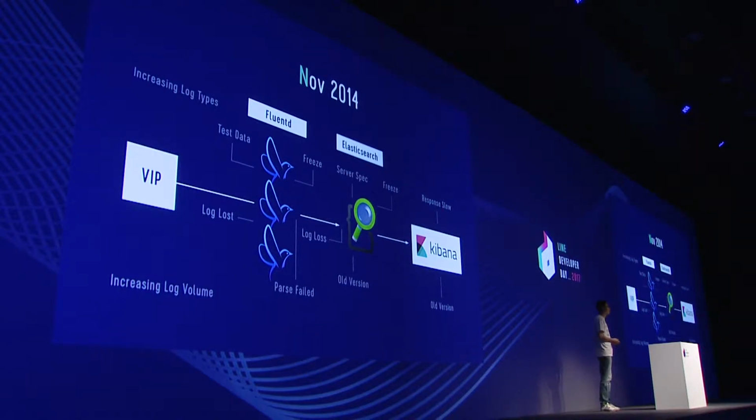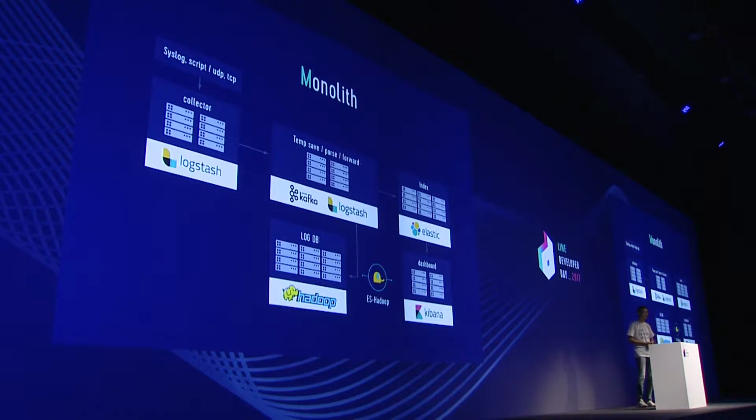But log information became more and more. There are more types of logs, and we started seeing lots of problems. Kibana response was slower, Elasticsearch sometimes froze, or FluentD sometimes lost some logs. Last year, in August, when we upgraded Elasticsearch, we decided to rebuild all the systems as well. We changed FluentD to Logstash.